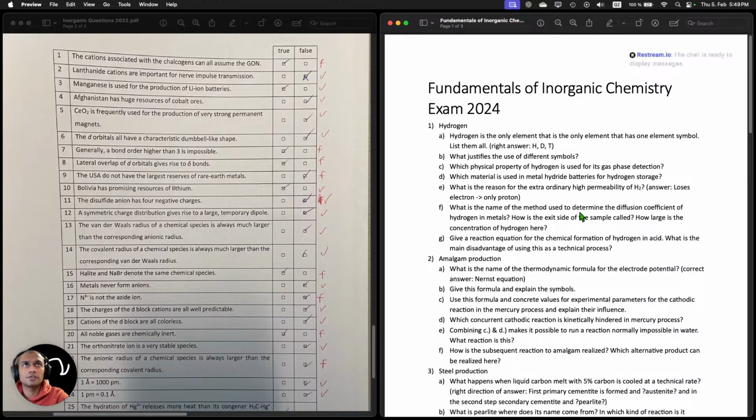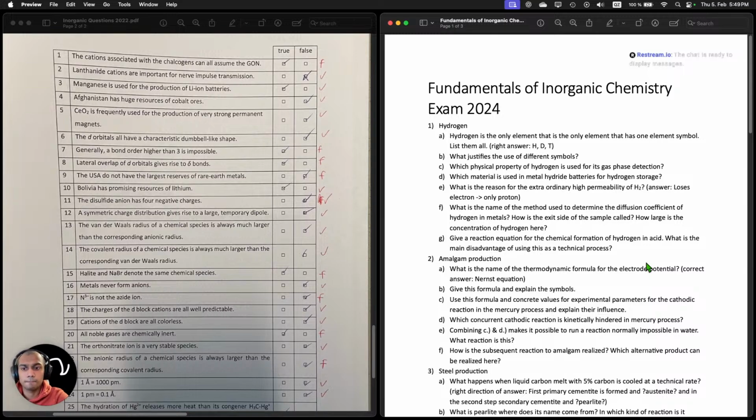What is the name of the method used to determine the diffusion coefficient of hydrogen in metals? How is the exit side of the sample called? How large is the concentration of hydrogen here? Give the reaction equation for the chemical reaction of hydrogen and acid. What is the main disadvantage of using this as a technical process?